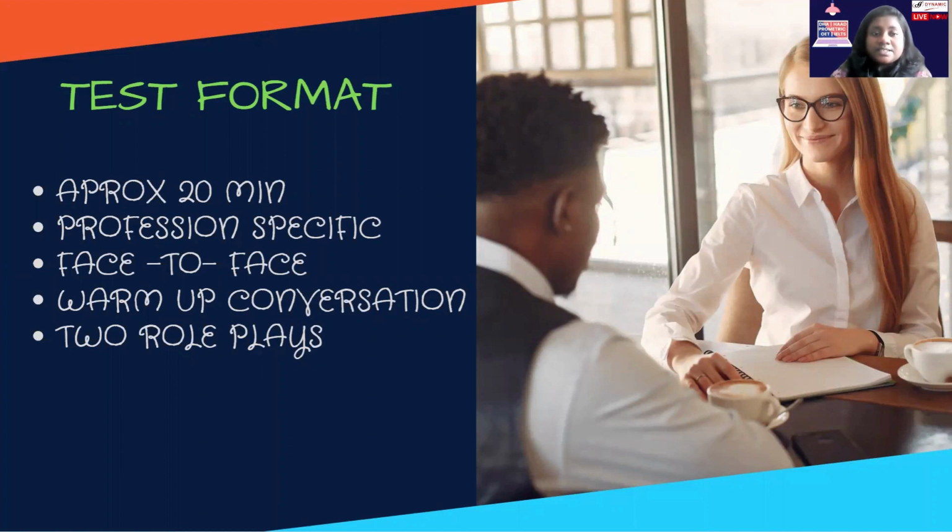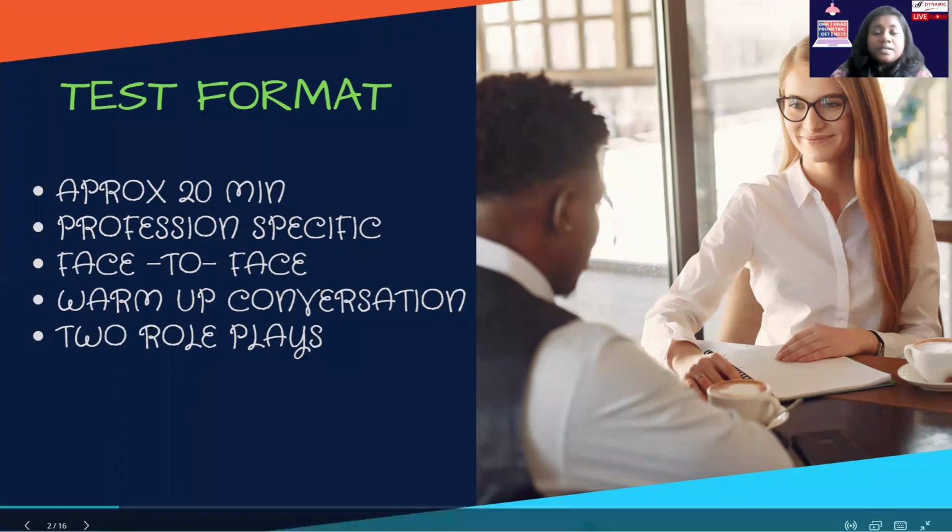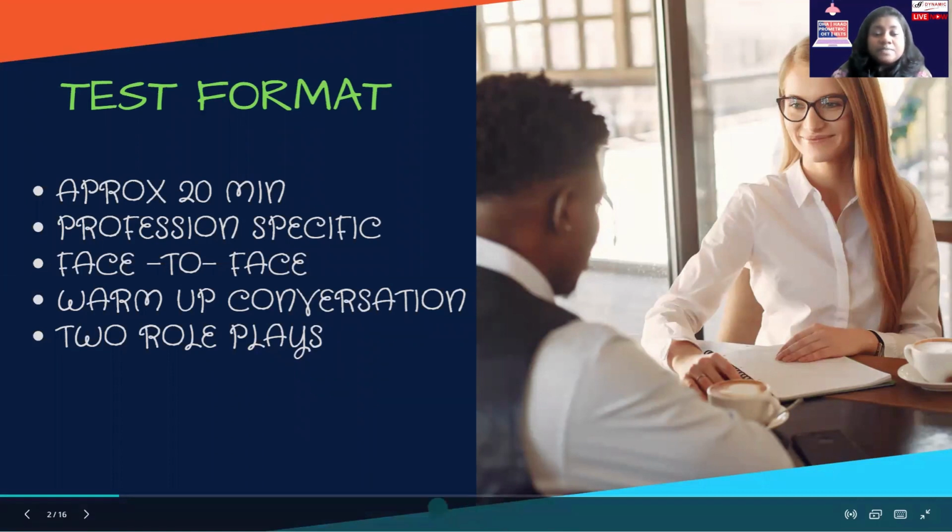So today's discussion, we have taken the speaking module. In that we'll be discussing the test format and how the OET speaking is going to be assessed. First, the overview of the test. The speaking subtest takes approximately 20 minutes and it is profession specific, where the candidate is required to complete 2 role plays based on typical workplace situations. So here you will also have a warm-up section before your 2 role plays.